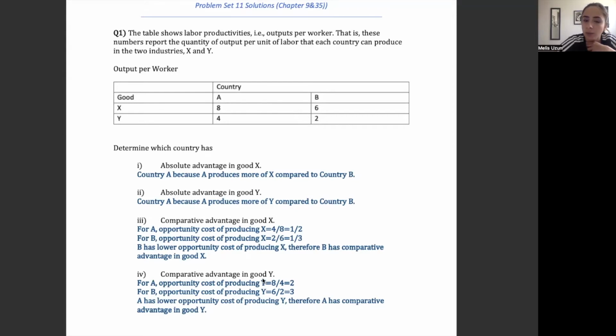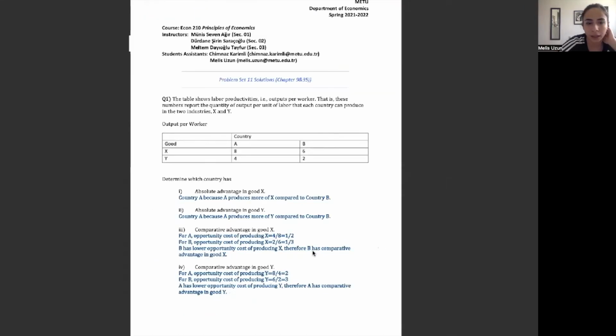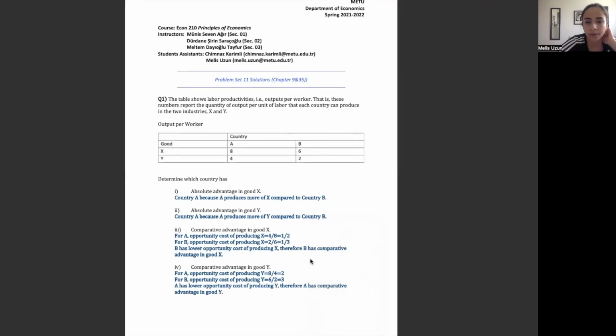For good Y, we again do the same thing. For country A, we divide 8 by 4, because now we look at good Y. So it is equal to 2. And for country B, we divide 6 by 2, and it is equal to 3. Which one is lower? 2 is lower. That's why country A has a lower opportunity cost of producing Y. Therefore, A has a comparative advantage in good Y. So this is the first question.